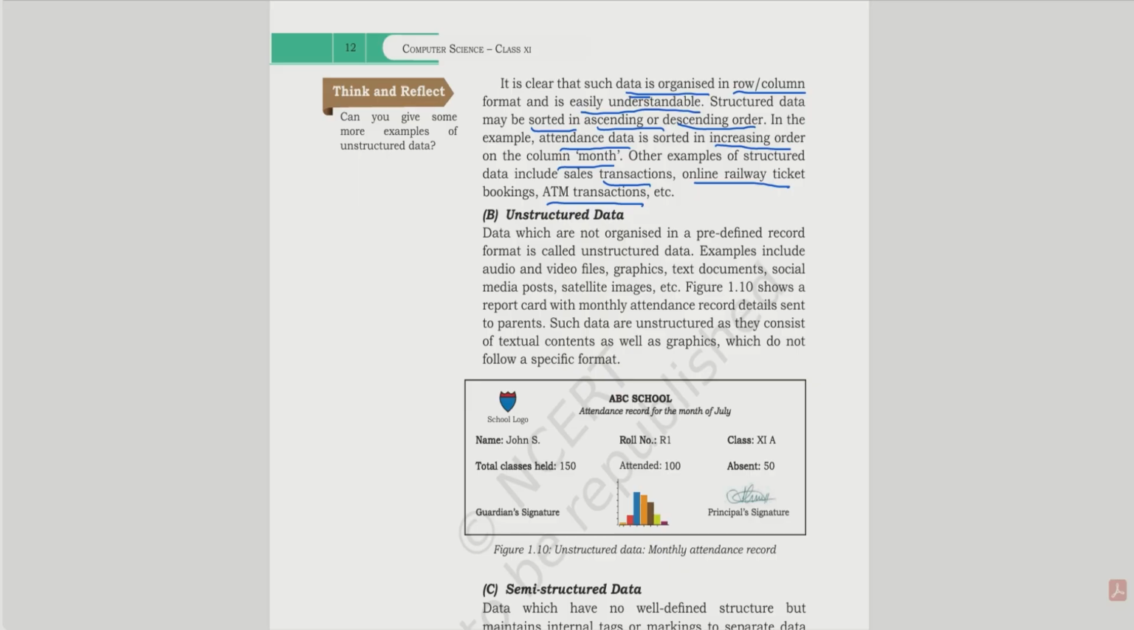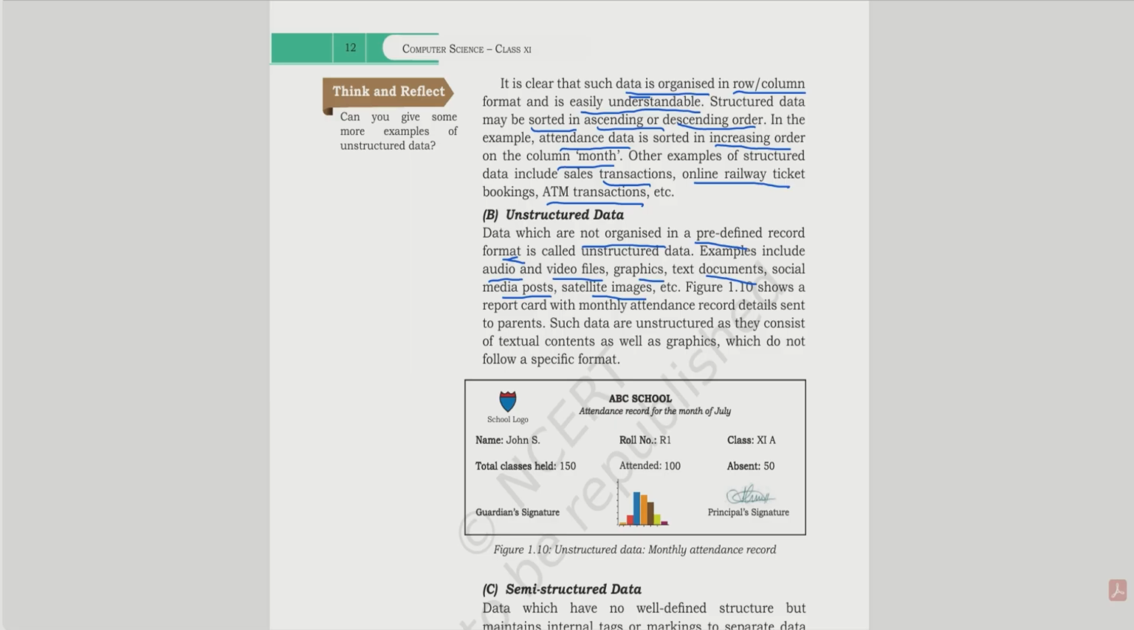And the second one is unstructured data. Unstructured data is the opposite of structured data. The data will not be organized in a predefined format. It will not have any specific format. For example, it may contain audio files, video files, graphics, text documents. It can contain social media posts, satellite images. So it will have a collection of different types of data, and it will not be arranged in a particular format. So that is unstructured data.